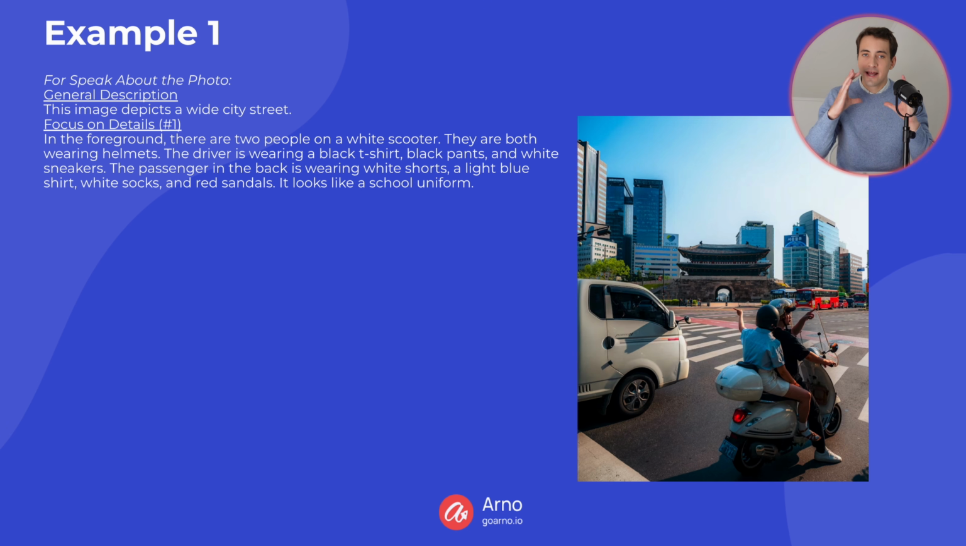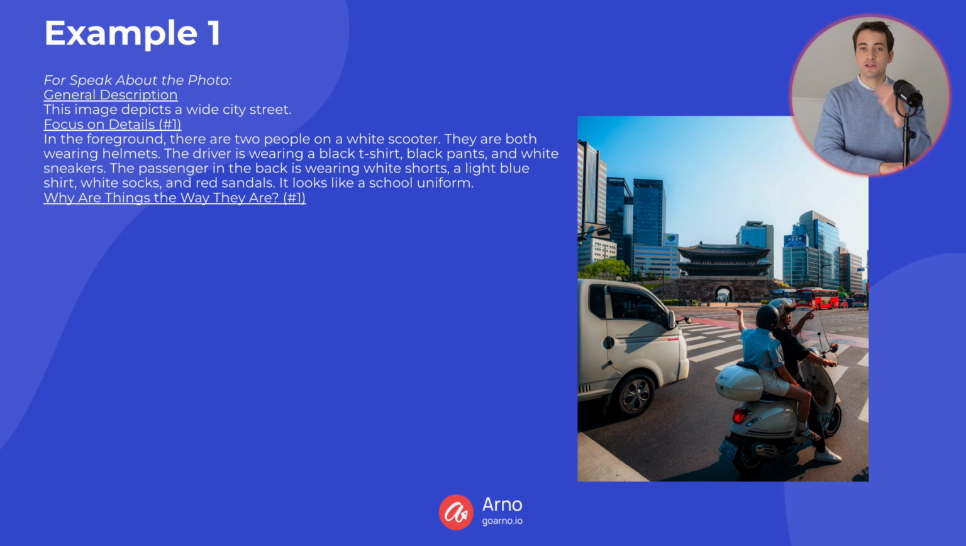But I'm going to stay focused on that part of the image and describe it in even more detail. So I'm going to say that they are both wearing helmets. The driver is wearing a black t-shirt, black pants, and white sneakers. The passenger in the back is wearing white shoes, a light blue shirt, white socks, and red sandals. It looks like a school uniform.